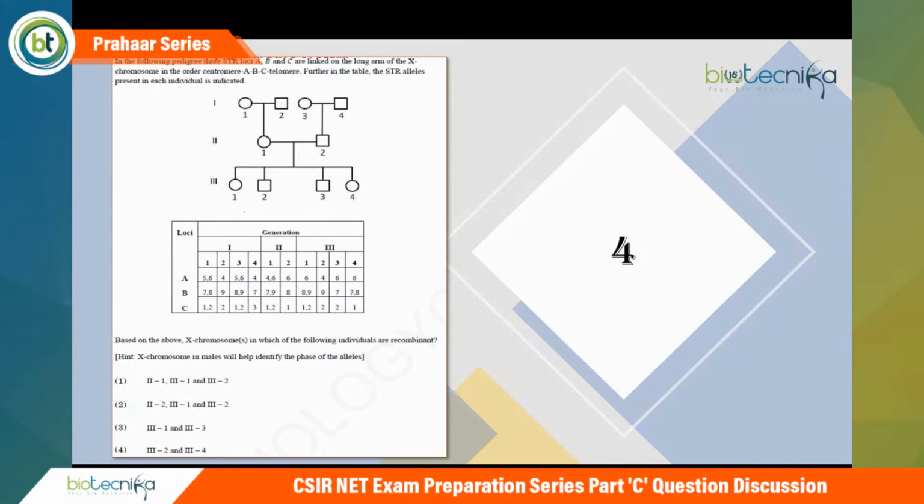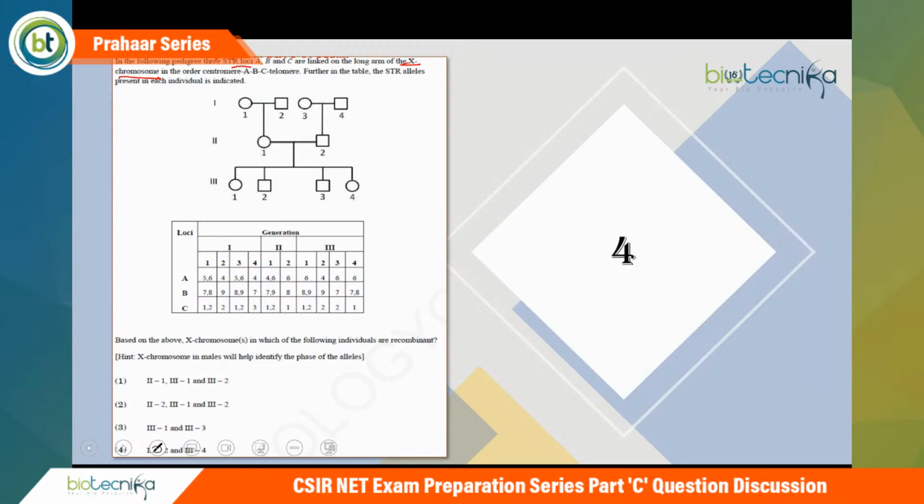Okay, and I think that's it. Okay, so that is the basic knowledge that you need to have, and then we have to analyze it. Now this STR loci that we are talking about, it is present on the X chromosome. It is mentioned that it is present on the X chromosome.